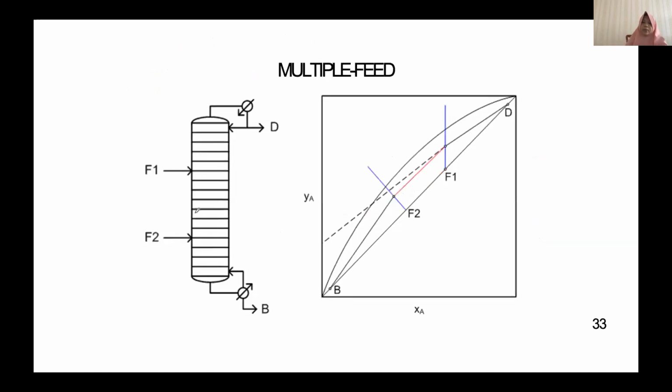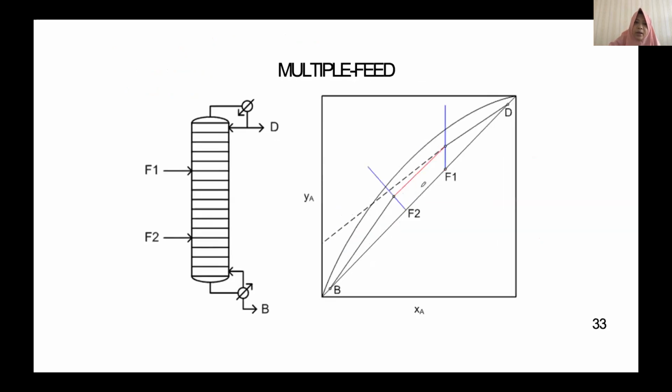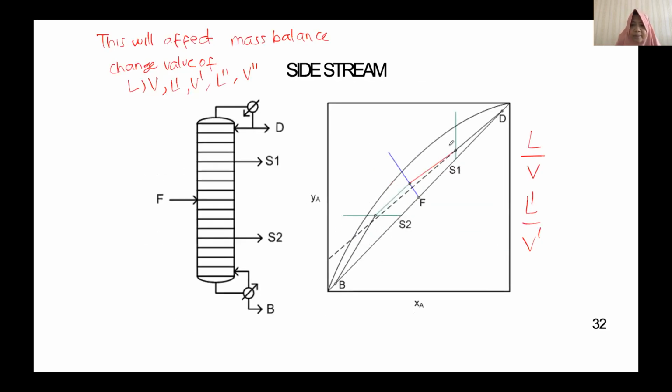Now, what happens with multiple feeds as well? Multiple feeds are also similar. It is going to affect the mass balance here. So if we add something, there would be a change. Okay. This one is also the same. So I would explain, for example, this one.